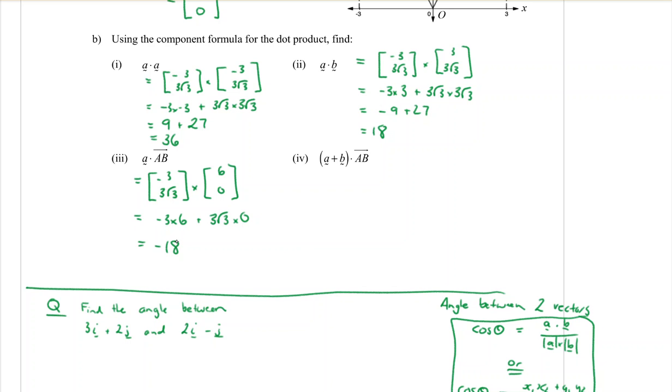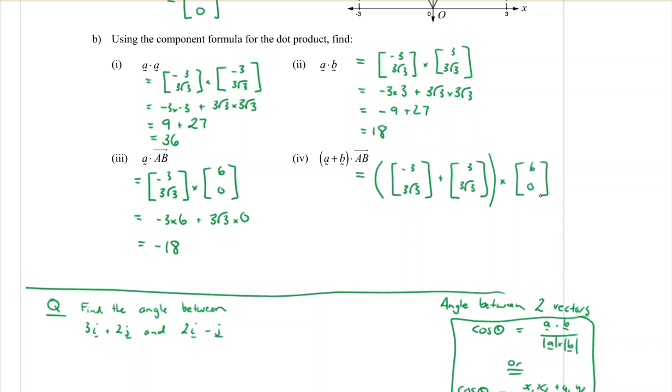All right, one last one. They're looking more and more complicated as we go, but we can do this. We want vector A plus vector B, and because that's in brackets, we do that first, and then that needs to be multiplied by vector AB. So column vector A is -3 and 3 root 3, and I want to add column vector B, which is 3 and 3 root 3. Close my round brackets, and I'm going to multiply that by vector AB, which again is 6, 0 that we found at the beginning.